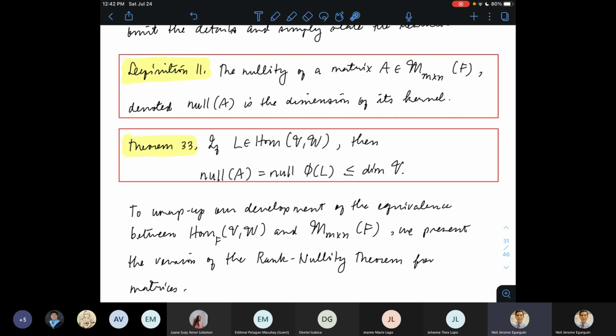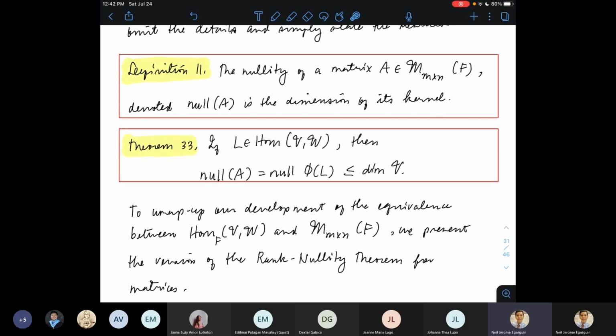Definition 11. The nullity of a matrix A is the dimension of its kernel. So basically, gagayahin ko lang yung ginawa natin sa rank. Though hindi ko na pinakita yung details, I just showed you the results of a similar analysis as what we did with the rank. So first we define what the nullity of a matrix is. The nullity of a matrix is the dimension of its kernel.